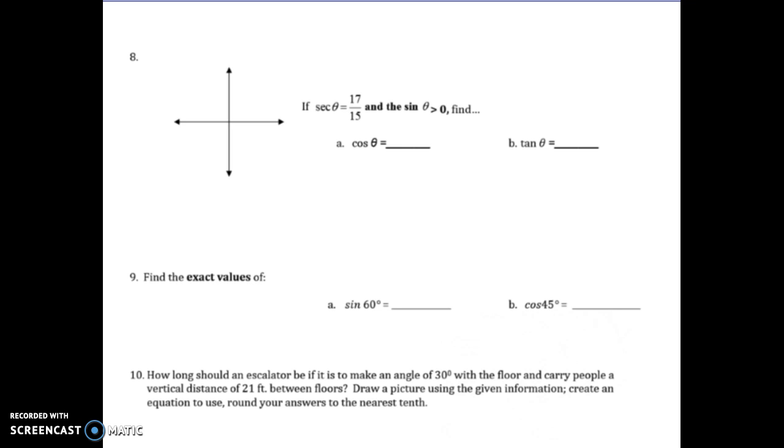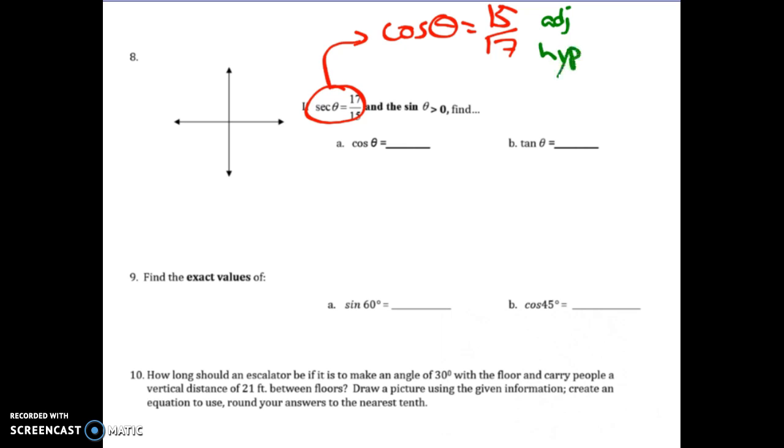All right, they're telling us the secant is 17/15. Well, secant is the reciprocal of cosine, so I know the cosine is the reciprocal, 15 over 17. And that's going to help me figure out that, hey, we've got an adjacent side and a hypotenuse side. Now, cosine was positive.